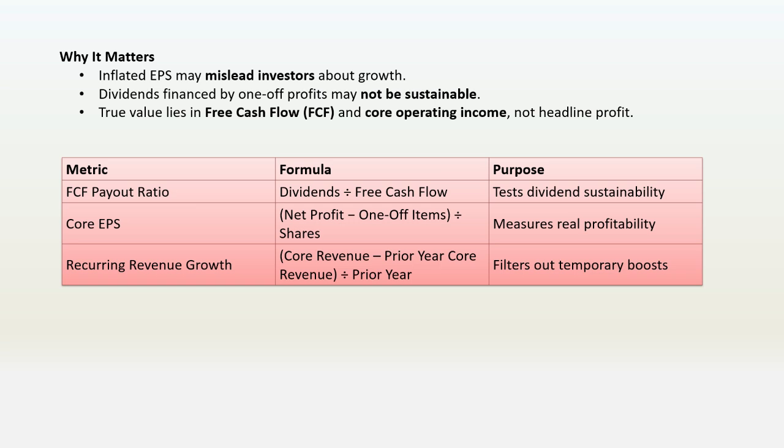It will show you growth this year, then next year they tell you growth has gone down. They forgot the previous year to remove that one-off item so that they have real EPS.